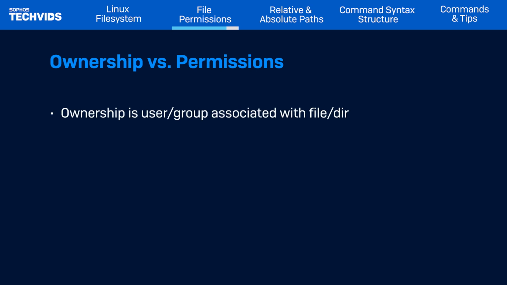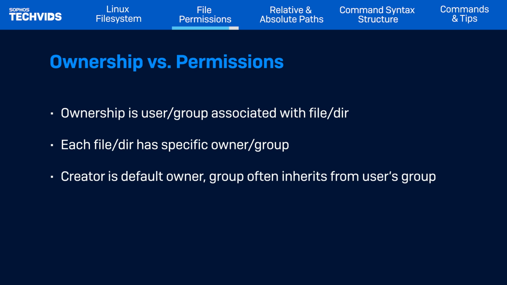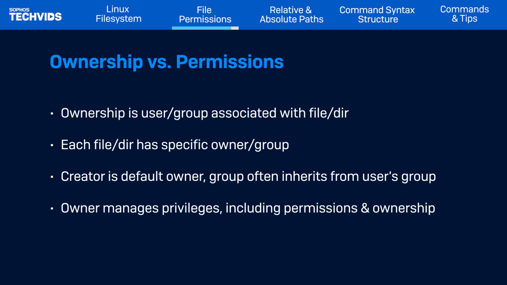Ownership refers to the user and group that is associated with a file or directory. Every file and directory is owned by a specific user and group on the system. The user who creates the file becomes the owner by default, and the group ownership is typically inherited from the user's default group. The owner of a file or directory has certain privileges and controls over it, such as modifying permissions and changing ownership.